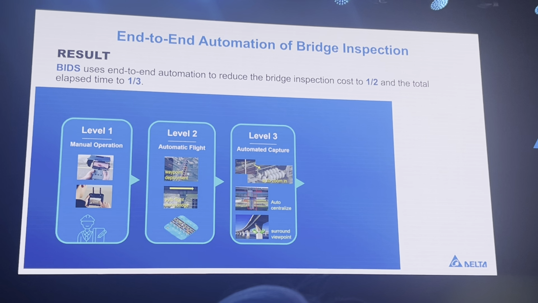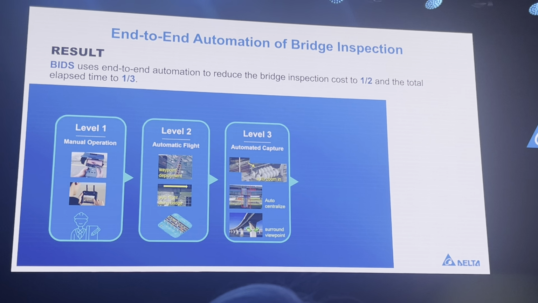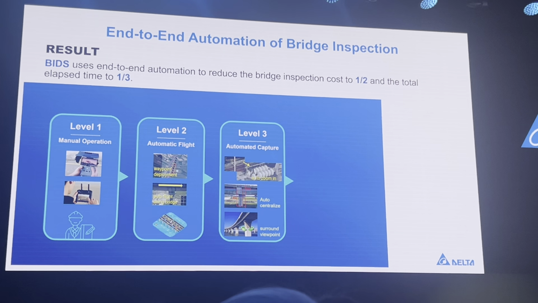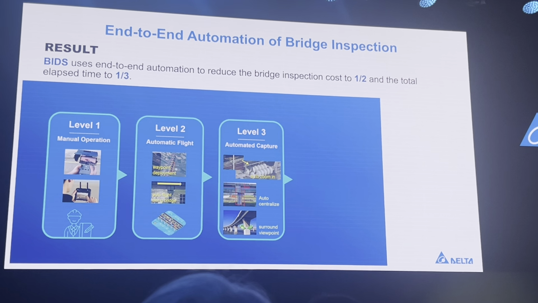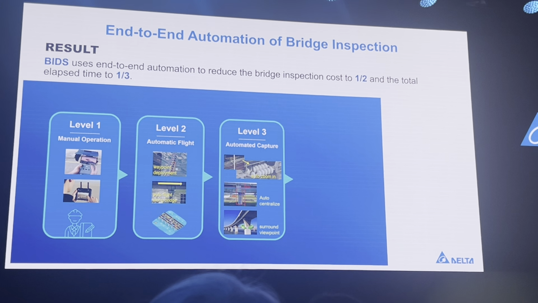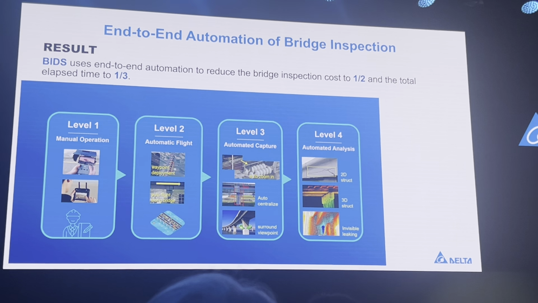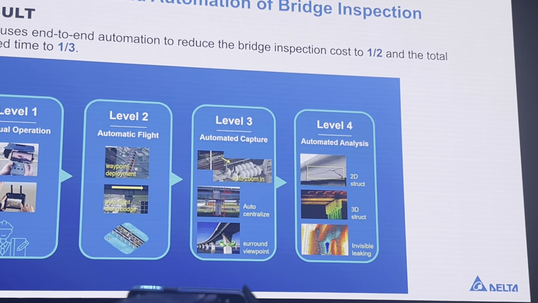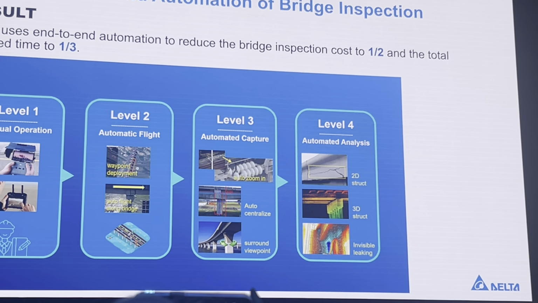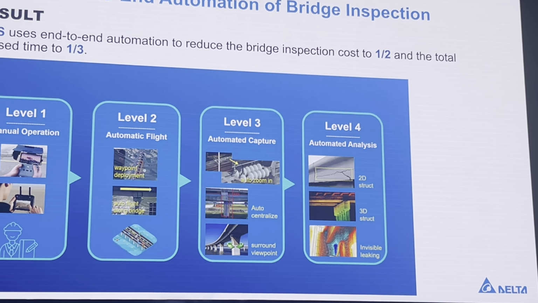Level 3 is level 2 plus the automation of taking high-quality pictures of the inspection element so that the resulting picture's quality meets the formal requirement. Level 4 is level 3 plus the automation of analyzing these captured images and generating the inspection report.